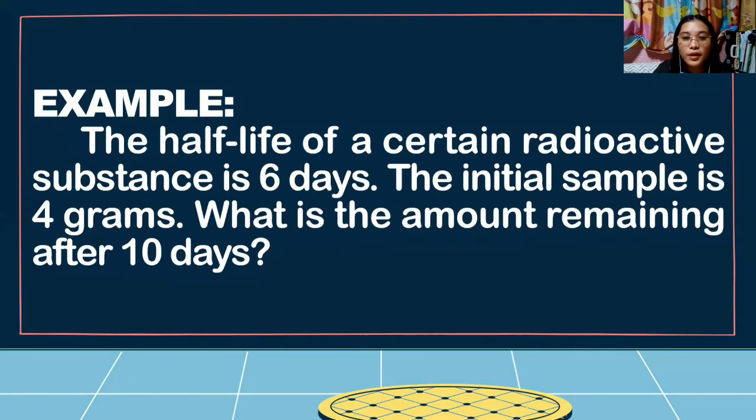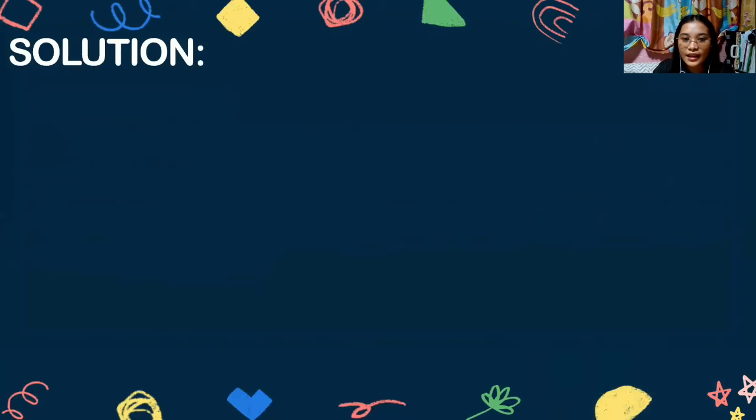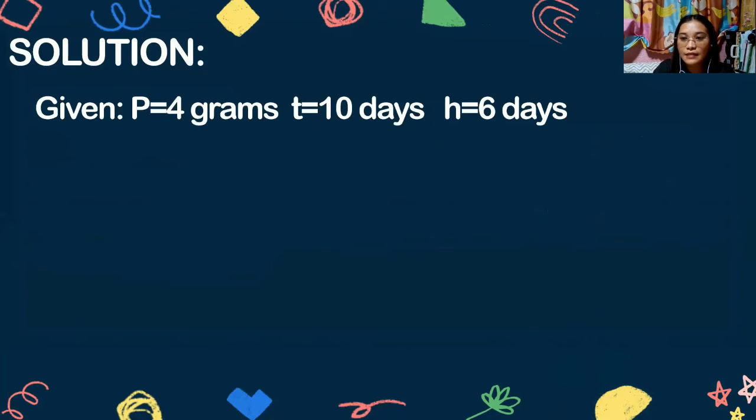Looking at this problem, we have a keyword, half-life, which means this problem is an example of radioactive decay. So first, let us have the given values. We have the initial sample of the radioactive substance given by 4 grams. We also have the value of t for the time. We're looking for its amount after 10 days, and the half-life is given by 6 days. Next, we need to follow the formula.